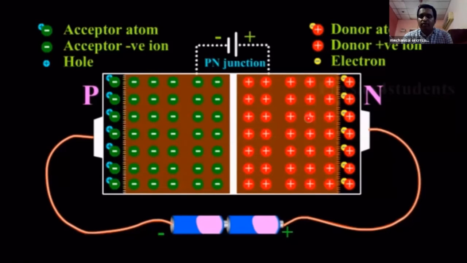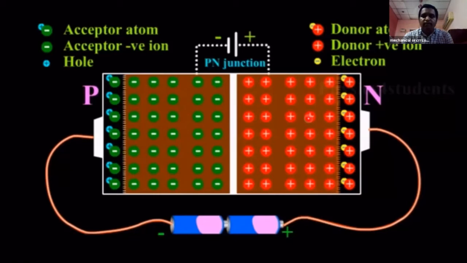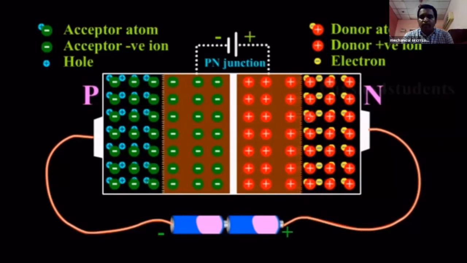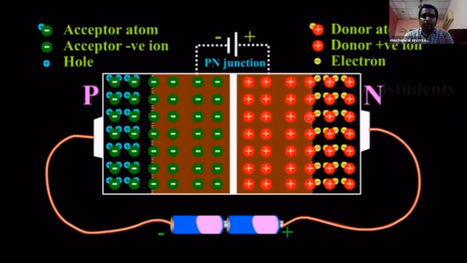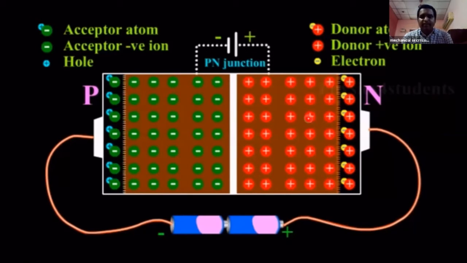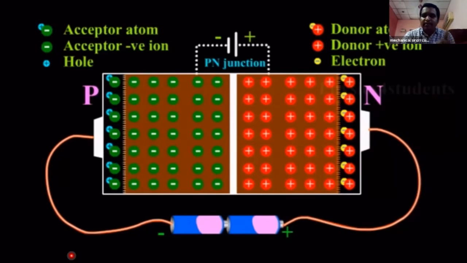They do not allow the flow of holes and electrons through the junction, meaning the holes and electrons cannot cross the junction. Now the diode acts as an insulator. In forward bias, the diode acts as a conductor. In reverse bias, the diode acts as an insulator, meaning it does not allow current.